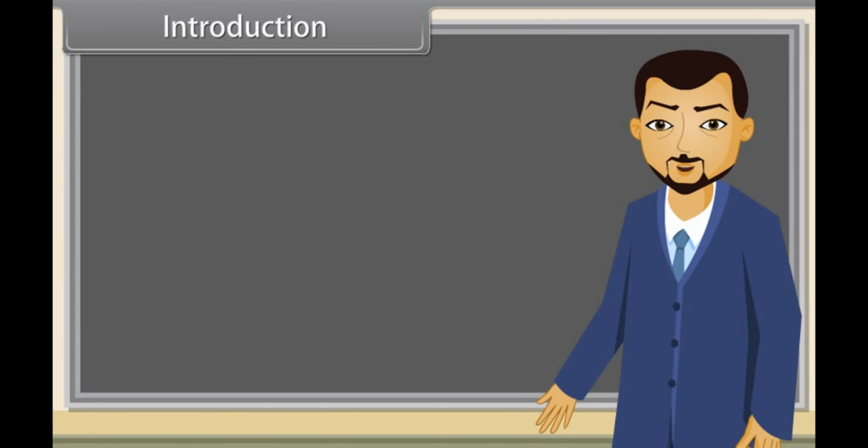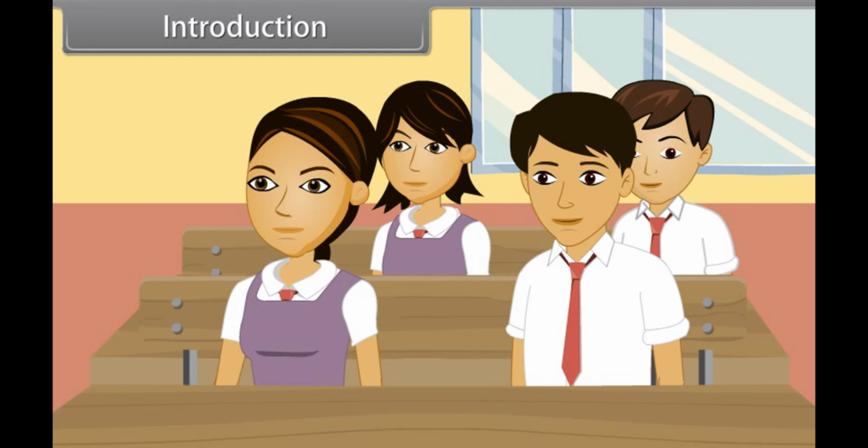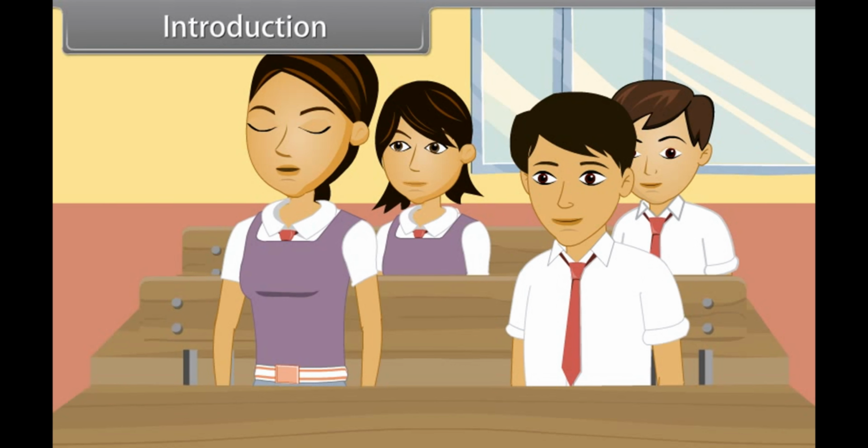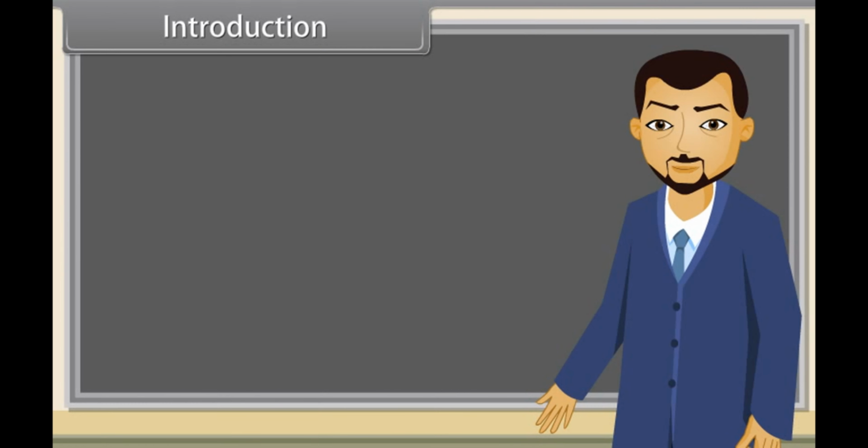Today we will learn biodiversity and conservation. Can anybody tell me what biodiversity is? Sir, biodiversity refers to the varieties of animals found in a particular area. Very good, Divya.